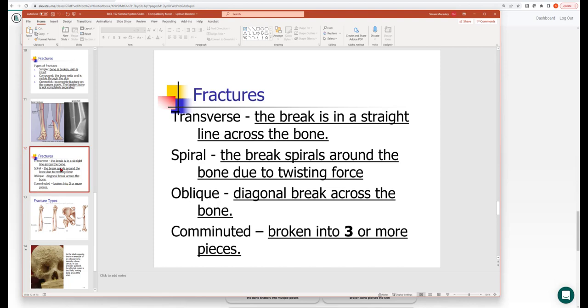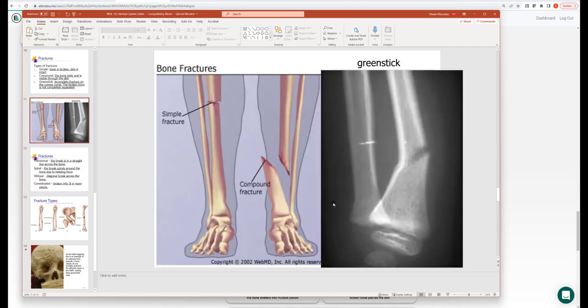In the PowerPoint slides just before that, I have just a couple of definitions here of the different fractures. And while we're talking about fractures, let's take a look at an X-ray on the right. This is a green stick. You can see that this fracture does not go all the way through, right? So it's intact on this side, but there's definitely an incompleteness to this fracture. So that's green stick or incomplete.